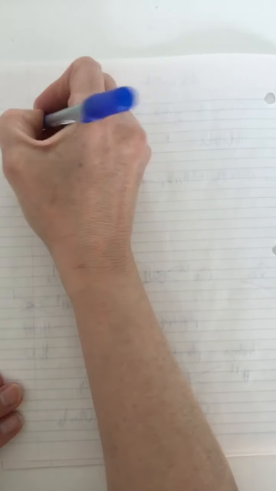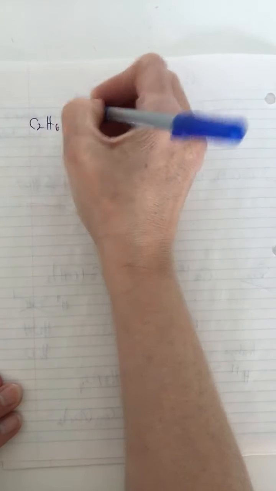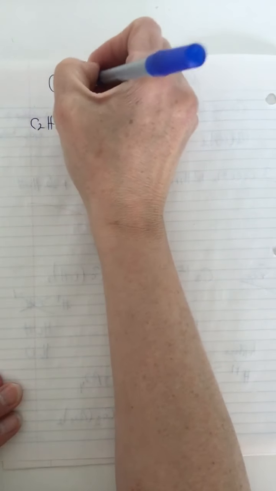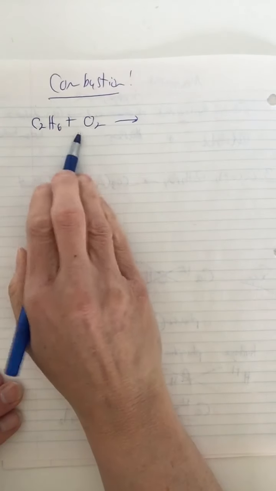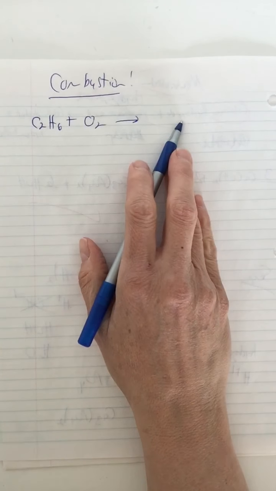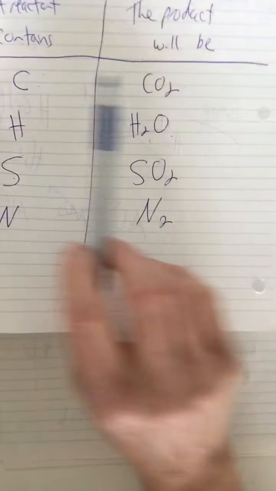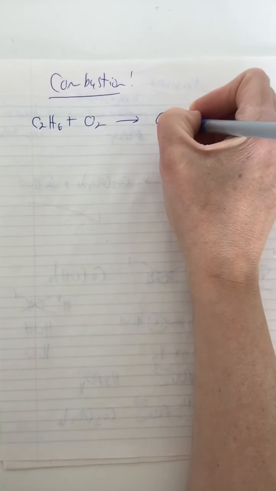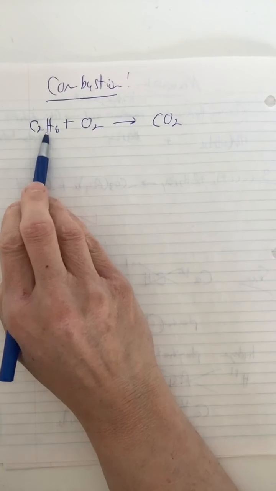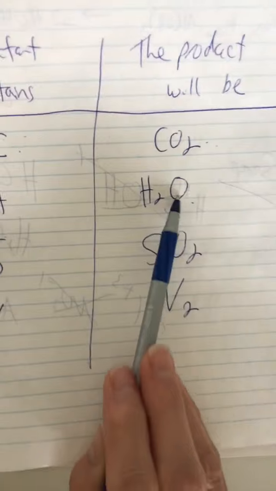So I'm going to do number 12, C2H6 plus O2 yields what? This is a combustion. Remember the little chart I told you guys to write down from your notes? If you have a carbon, your product will be CO2. These are rules. We have a carbon in our reactant, and we have a hydrogen in our reactant. Well, if you have a hydrogen, you get water.